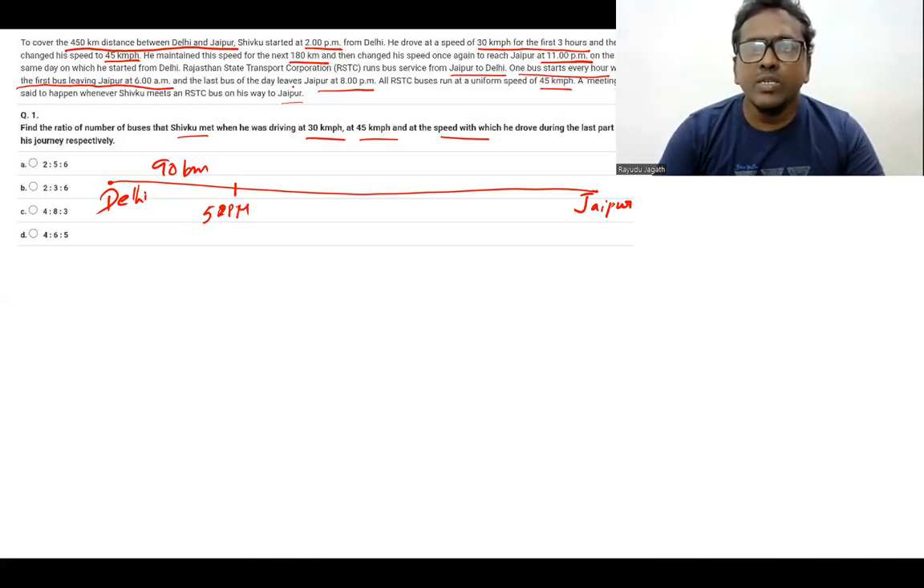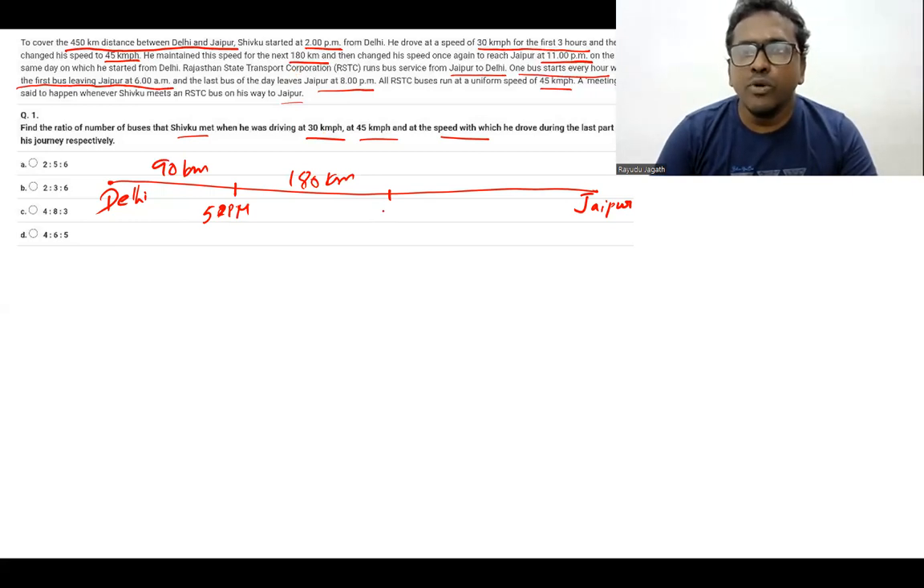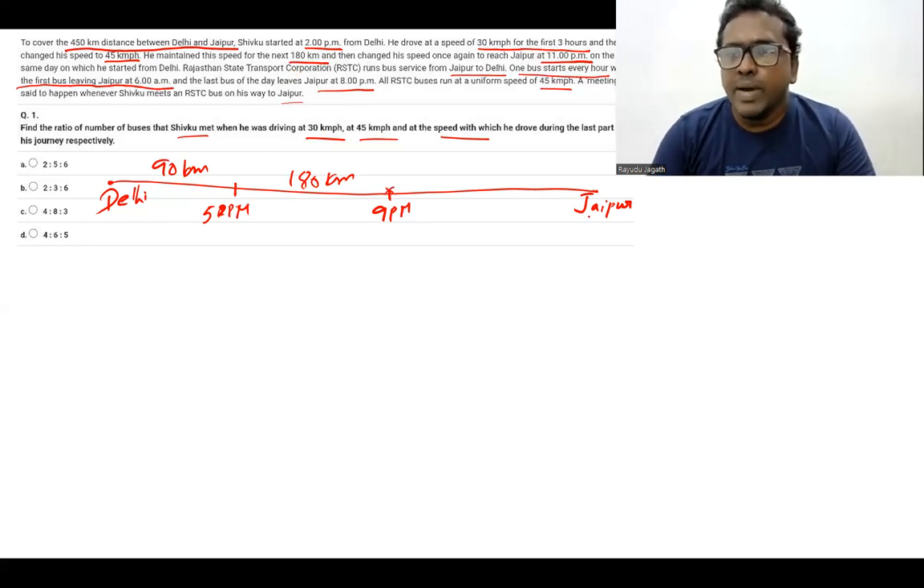And after that, he drove at a speed of 45 km per hour for a distance of 180 kilometers. So 45 into 4 is 180. So he will take this 180 kilometers distance, time will be additionally 4 hours. 5 p.m. plus 4, it will be 9 p.m. So by 9 p.m., Shiva will be at this point. And by 11 p.m., he has to be at Jaipur.